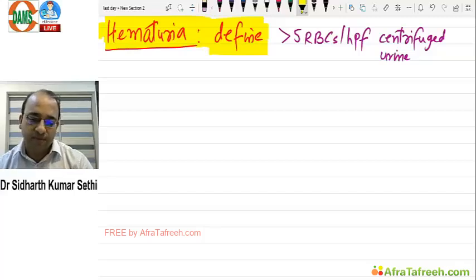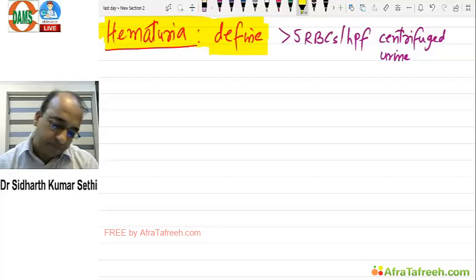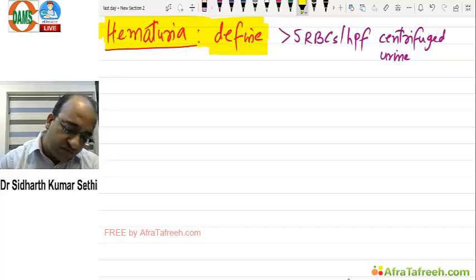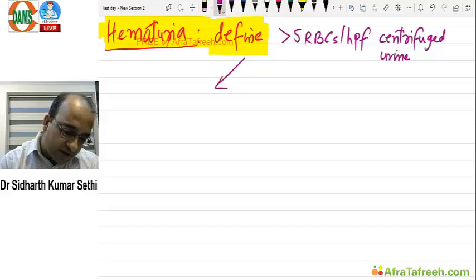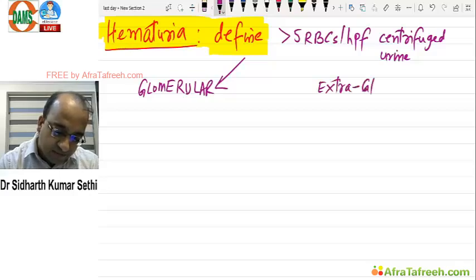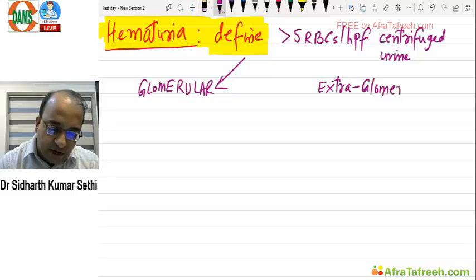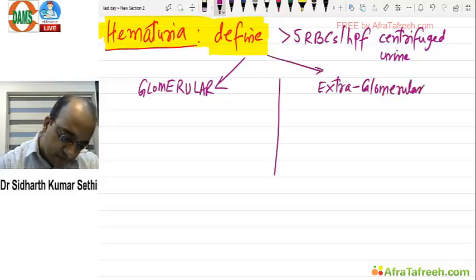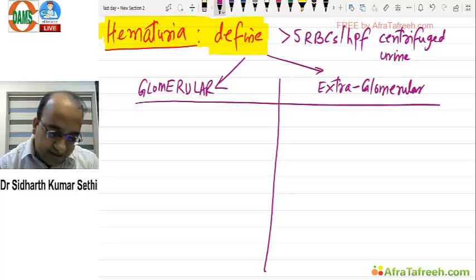Okay, so remember that. Now hematuria is of two types. It can be glomerular, which means these RBCs are coming from the kidneys, or it can be extraglomerular, which means RBCs are not coming from the kidneys, they're coming from somewhere else. So it's glomerular or extraglomerular.